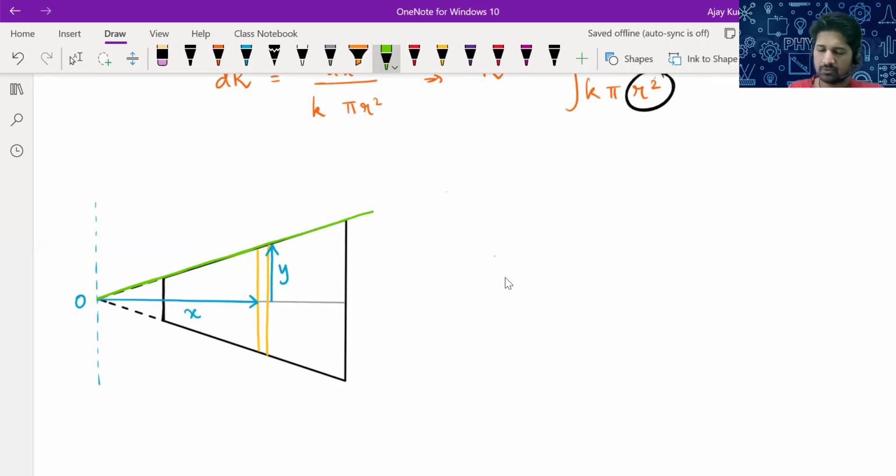Okay. Generally, how do you write the equation of a straight line passing through the origin? Y is equal to mx. This you will learn in mathematics. Some of you might have already learned also. This is how you write the equation of a straight line passing through the origin.